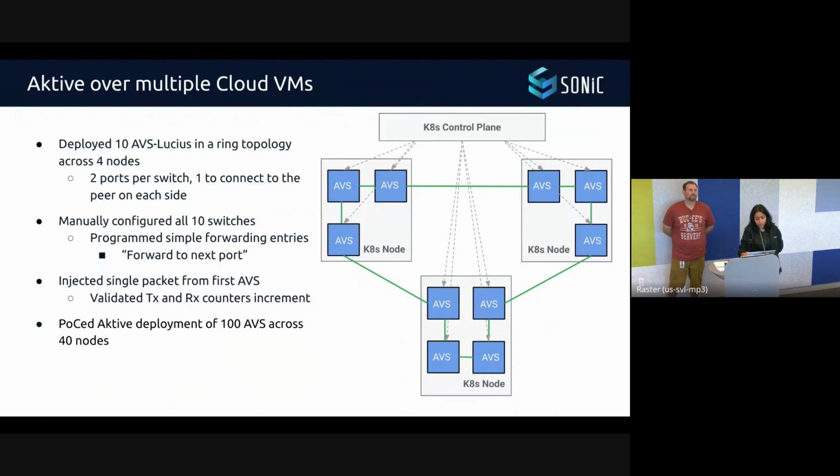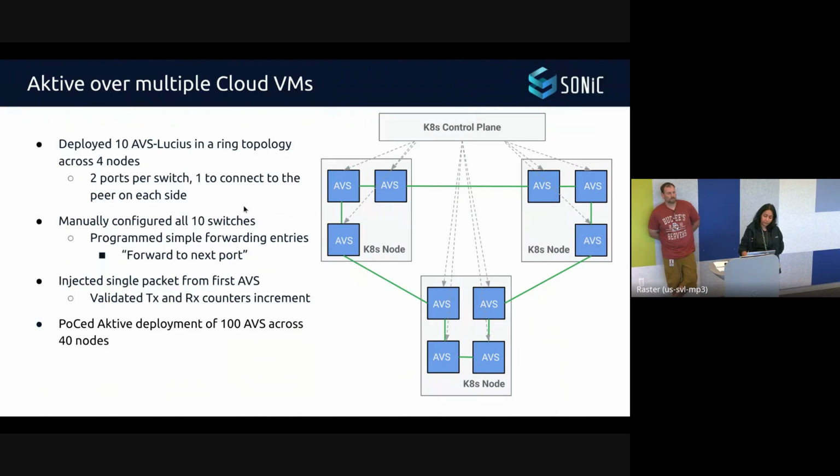Once we deployed this, we manually configured all 10 switches with simple forwarding rules, just to forward to the next port, and then injected traffic. We injected one packet from one AVS, and then checked all the counters on the different switches. This was a POC to showcase that KNE can be used to create larger topologies across different GCP VMs, since there is no real limit on the number of virtual switches we can create by using KNE at the lower layer.